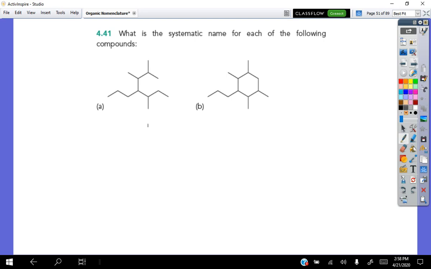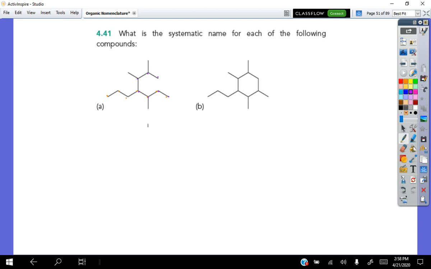So our first step, we need to find the parent chain, which is the longest consecutive chain of atoms. When I start here, I see 1, 2, 3, 4, 5, 6, 7 as one possibility. If I start on the right side, 1, 2, 3, 4, 5, 6, 7 is my other possibility. Since I have 2 possible parent chains that are 7 carbons long, I need to remember the rule that says the more substituents, the better. So the parent chain that will have more substituents sticking off of it is better.